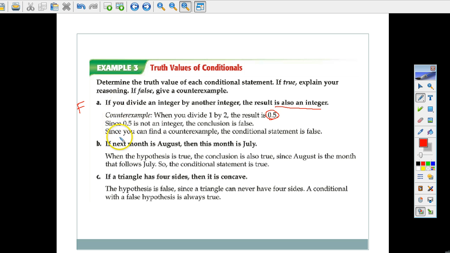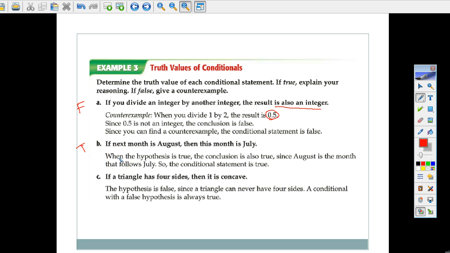Okay. If next month is August, then this month is July. If the hypothesis is true, the conclusion is also true, since August is the month that follows July. So the conditional statement is true. So this one's true.